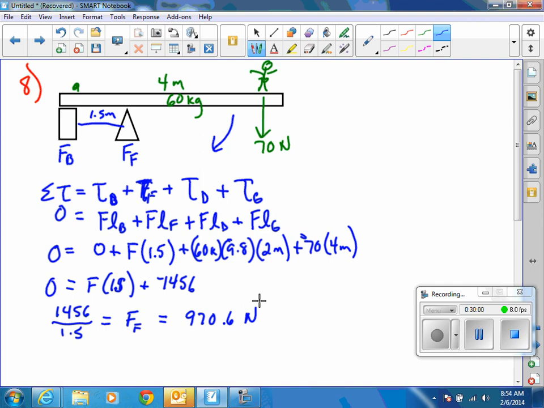So after I did the sum of all the torques, we now do the sum of all the forces. And so I'm going to put the sum of all the forces here. Since it's sitting still, it has to equal? Exactly right, 0. Thanks, Jack.